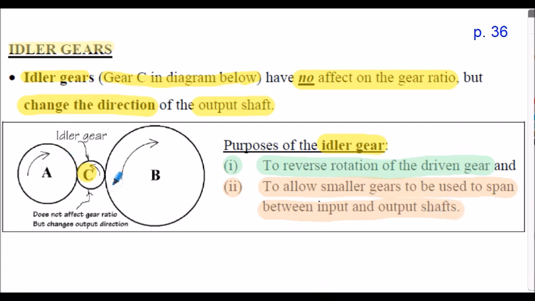So just note here that the idler gear C is actually causing gear B to rotate in the same direction as gear A, and also allows it to have smaller gears to span the distance between gear A and gear B. If we didn't use the idler gear between A and B, then obviously the gears A and B would have to be larger and therefore heavier, more costly, etc., to span between the centre distances. So that's the two reasons why idler gears are often used.